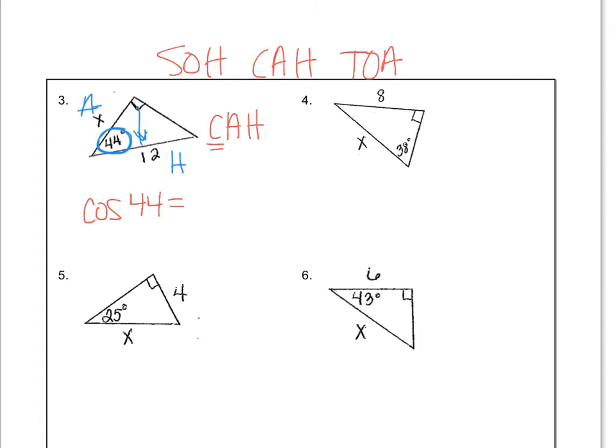Equal to is always going to be equal to a fraction. You just have to put the parts in the right order. It's going to be X over 12. To get rid of the 12, we multiply both sides by 12. Type this in our calculator. We get X is equal to 8.6.